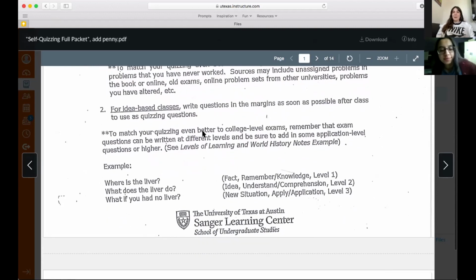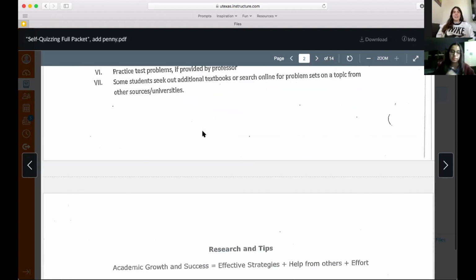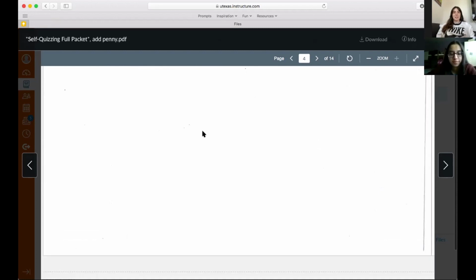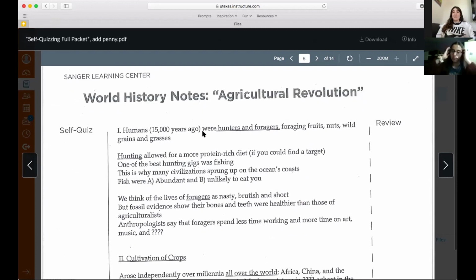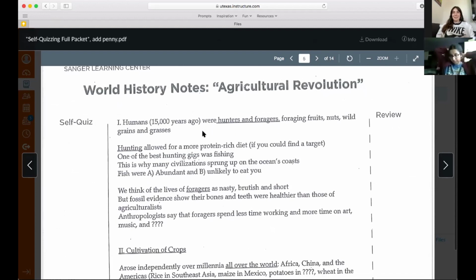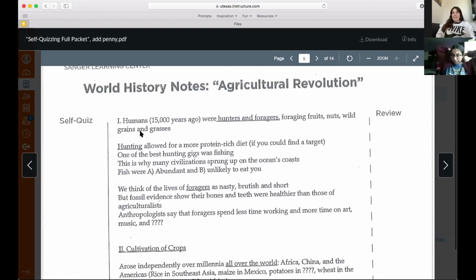Wonderful. So I want to briefly show you what that could look like when you do write your questions in the margins. And then we're going to talk about levels of learning. So let's start here. Go ahead and read through this first paragraph. And when you're done, just let me know.